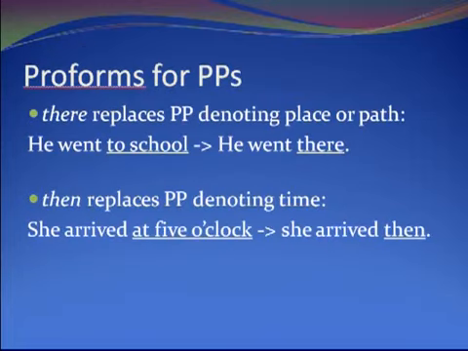Now, we also have words that we can use for replacing prepositional phrases. The proform there replaces a prepositional phrase denoting a place or a path. So you can say he went to school, he went there. And then replaces prepositional phrases denoting time. So you can say she arrived at 5 o'clock, she arrived then. Unfortunately, there aren't any words that we can use to check other prepositional phrases.